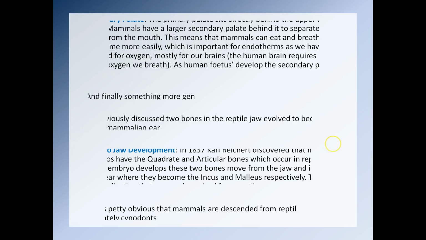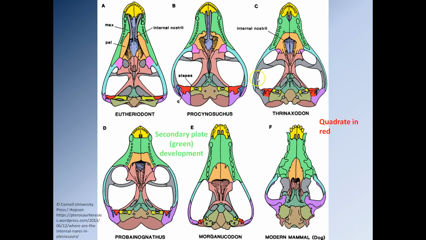So I'm just going to nip to this diagram here. So here we go. So here you can see over time we have a change. This is a modern dog here. This is a cynodont here. And you can see that steadily over time the secondary palate, which is marked out in green here, gets larger, eventually fuses. And then by the time we're at essentially a modern dog, the secondary palate's very, very large.